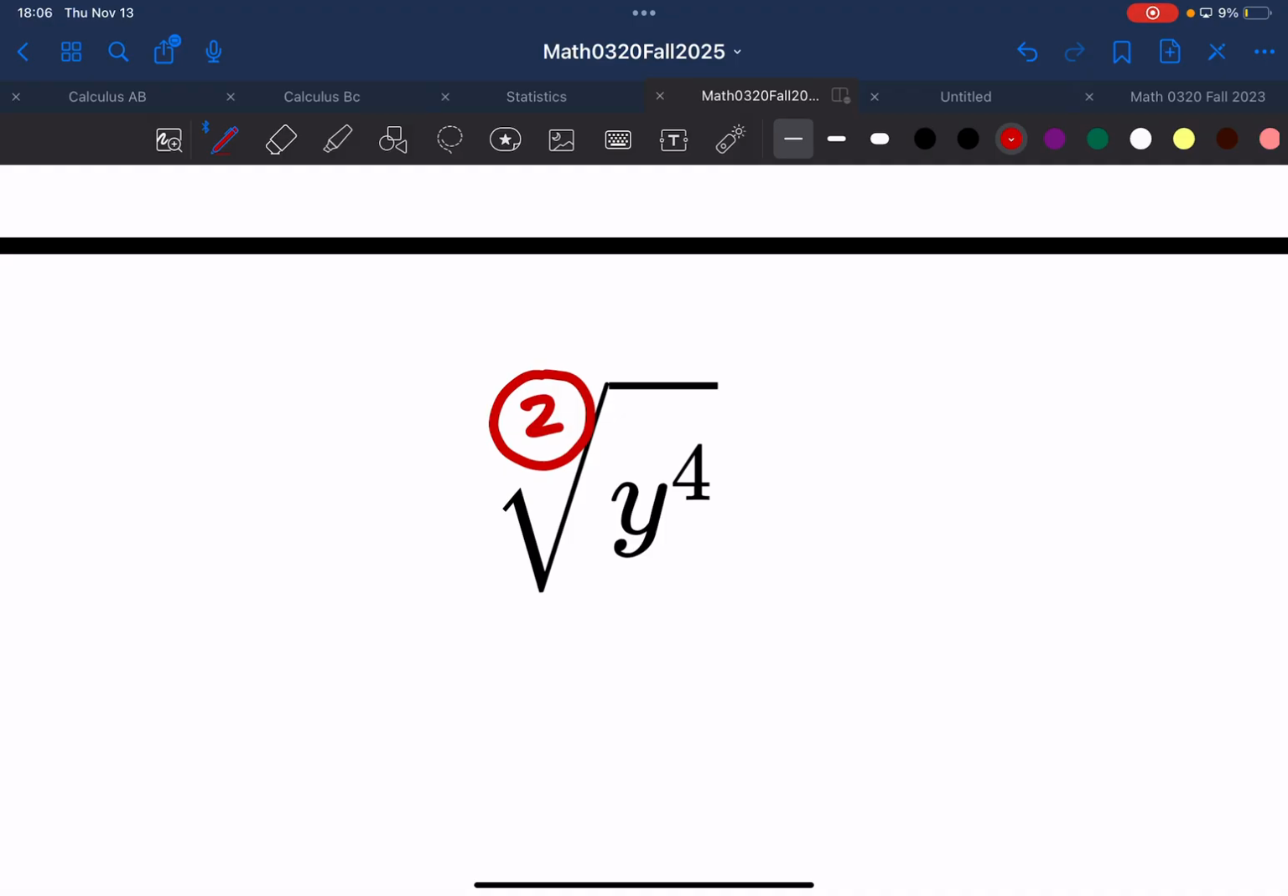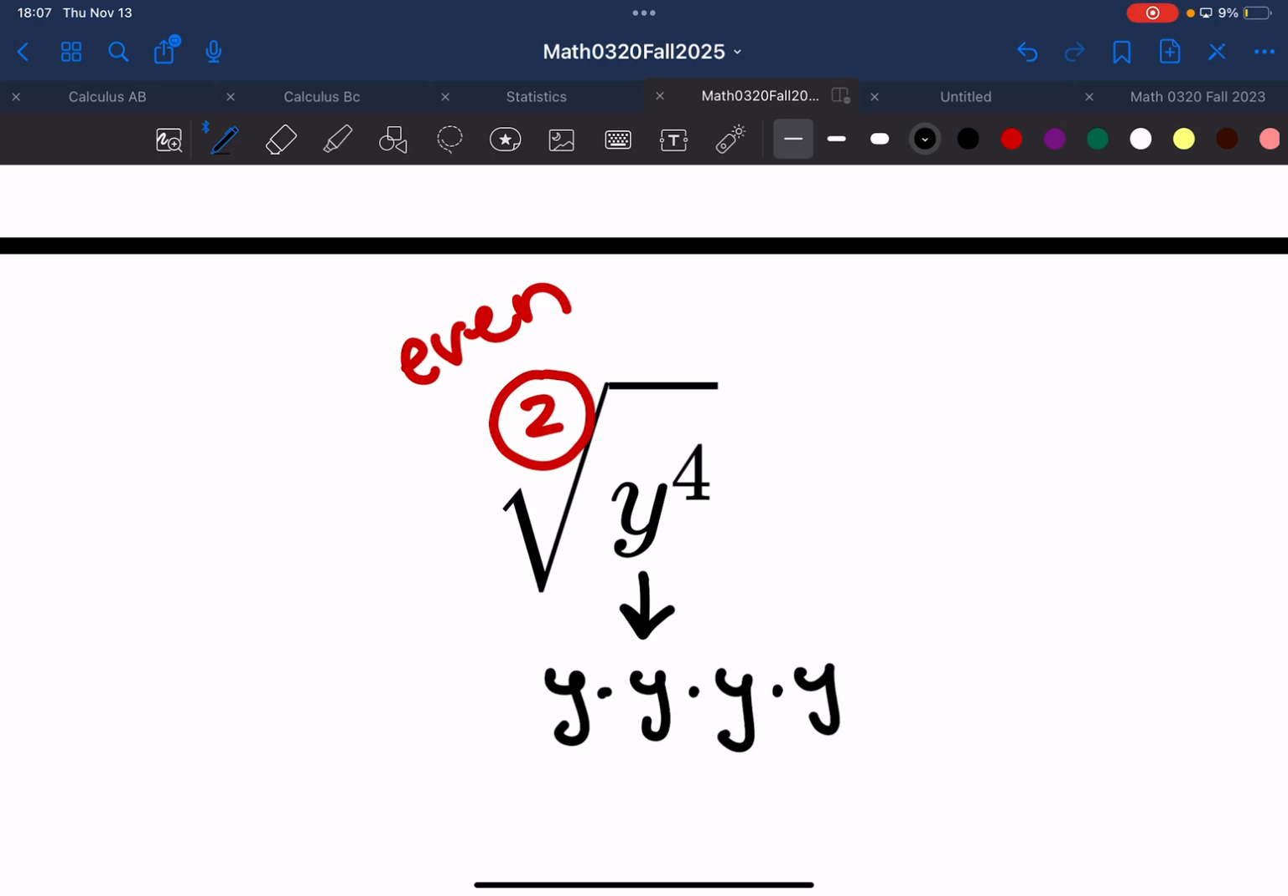Okay, and is this even or odd? Even. Okay, but notice now, are they the same? No, so we have to think, okay, y to the 4th is the same as saying y times y times y times y, correct? And that nth root tells us how many groups we can take out at a time. So that means I'm going to circle 2 pairs of 2.